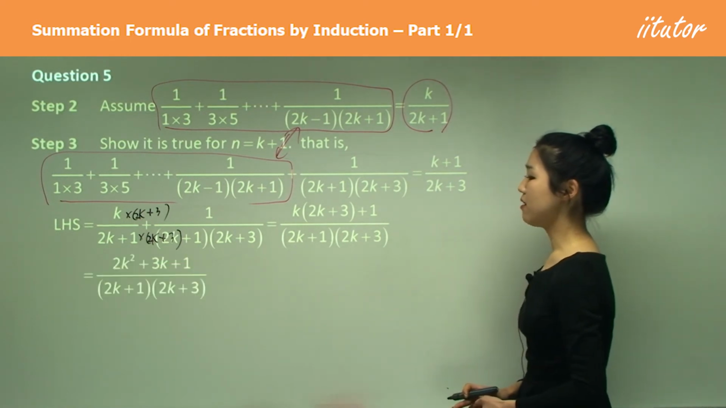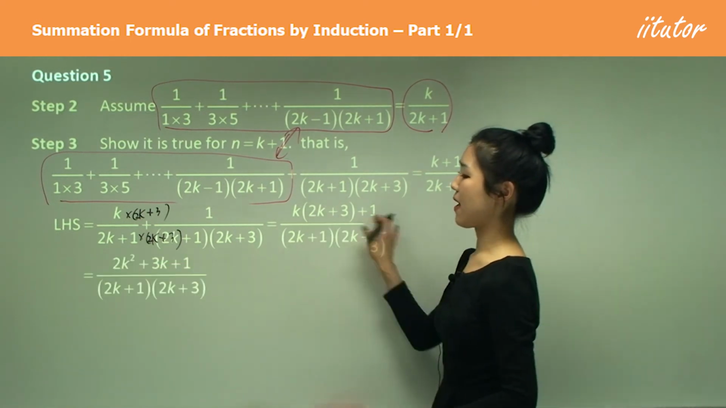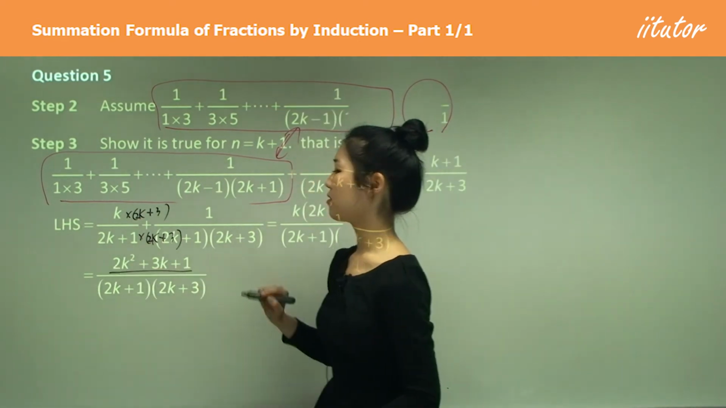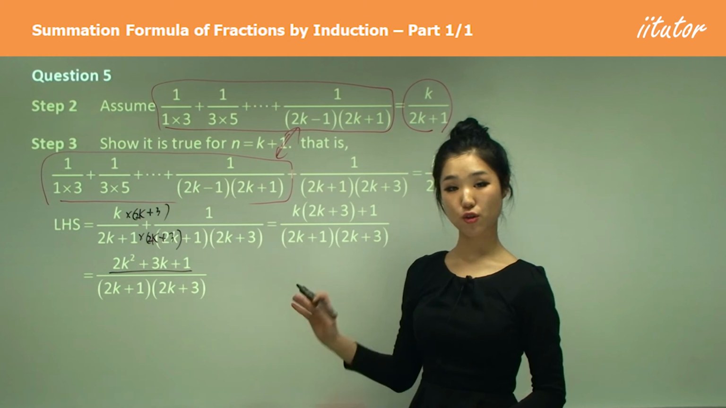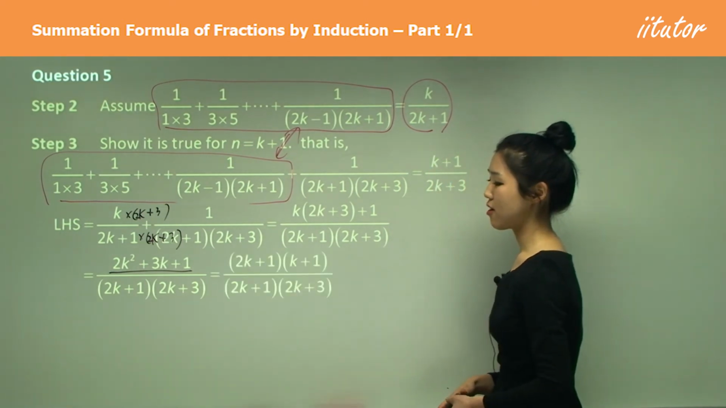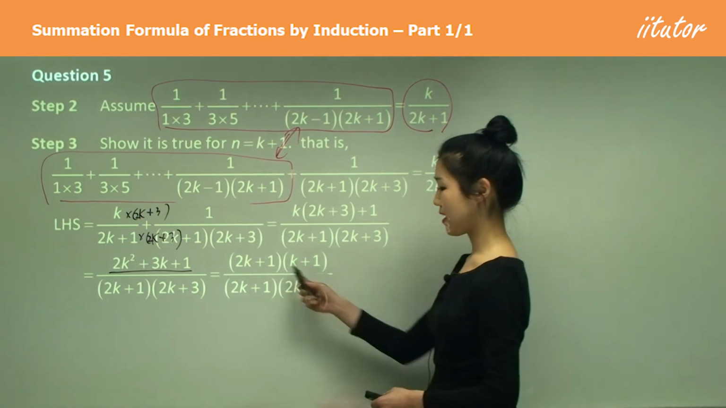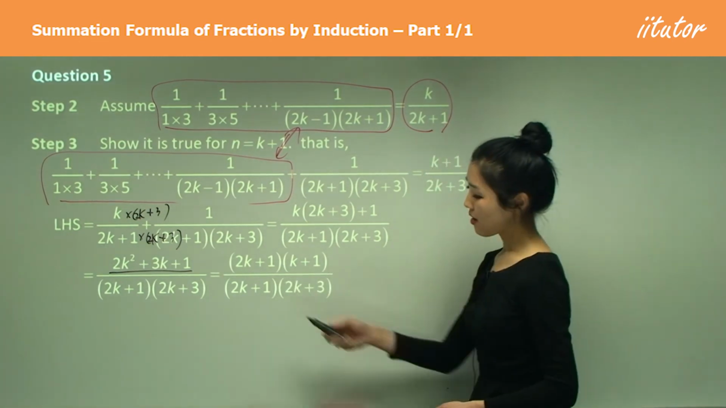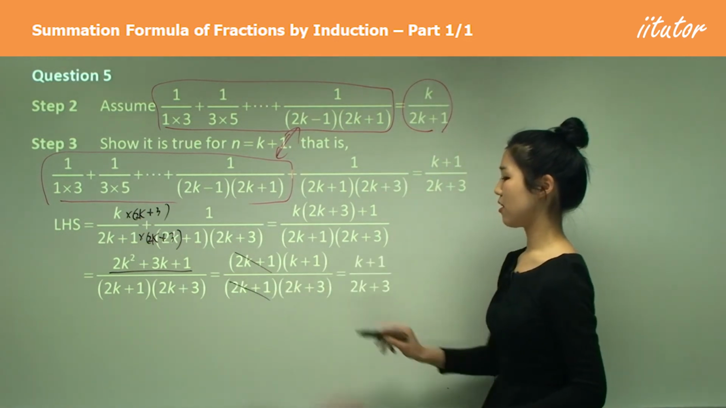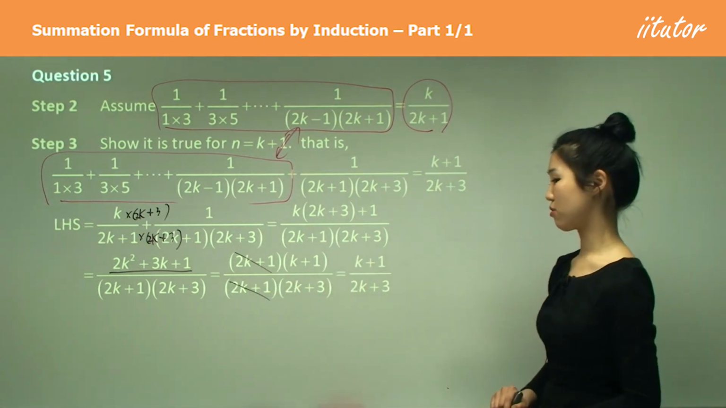Simplify your numerator like this. All I did was expand and simplify it. That's what I get. And you can see I have a quadratic. Use your cross method to factorize that. We've done that so many times in our quadratics. So that's what I get. Make sure you get the same factorization as me. And have a look, guys. These are the same. So you can cancel. So we just have k plus 1 over 2k plus 3 left.